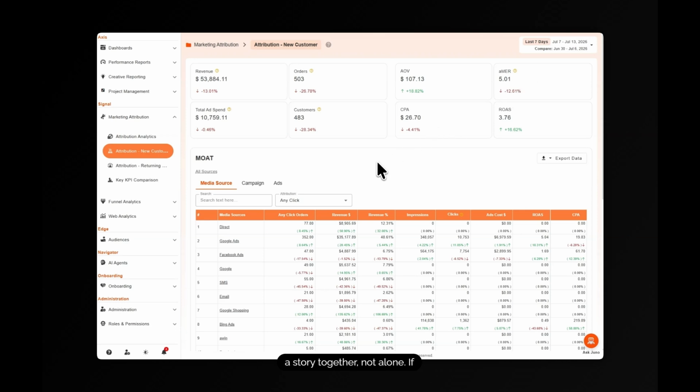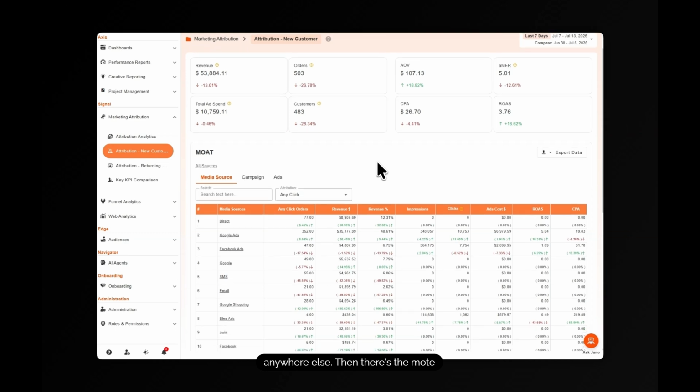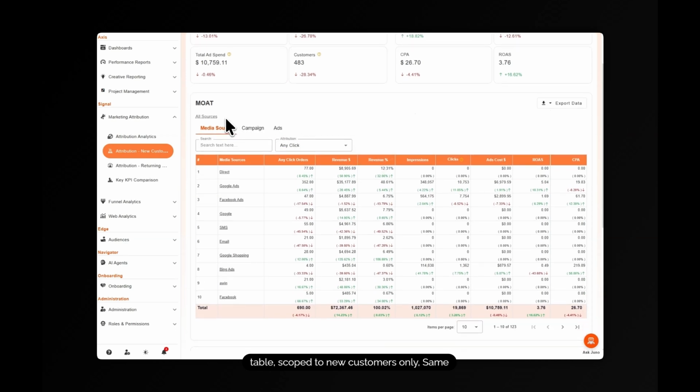These numbers tell a story together, not alone. If revenue and orders are climbing while cost per acquisition stays flat, you're scaling acquisition well. If revenue is up but customers are flat, your average order value is rising, not your volume, which can quietly mask slowing growth. And if acquisition marketing efficiency ratio starts declining, even while return on ad spend looks fine, that's an early warning. Your total ad investment is getting less efficient at bringing in new customers, often before it shows up anywhere else. Then there's the Moat table, scoped to new customers only.